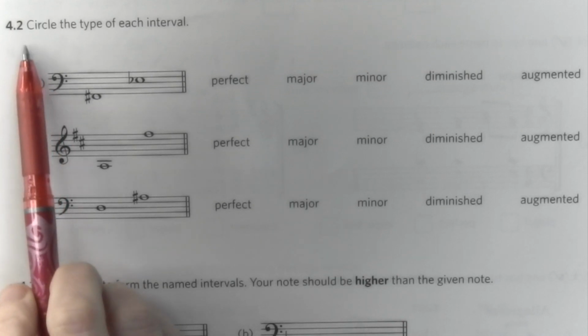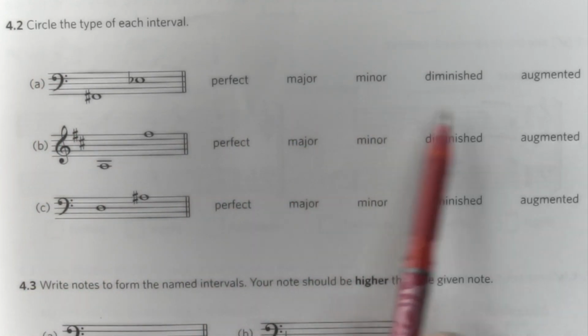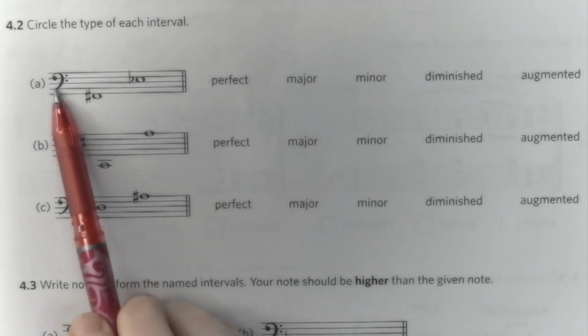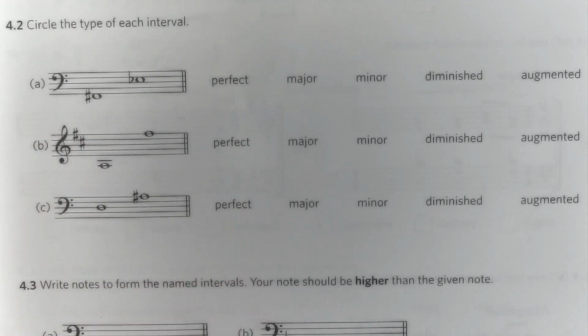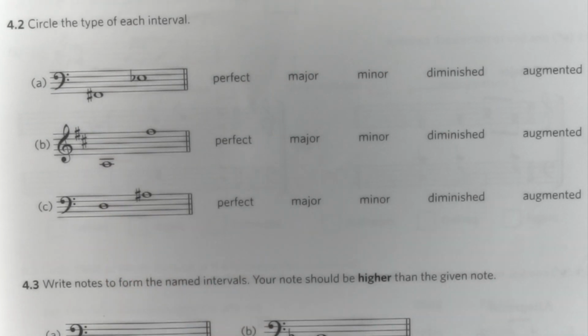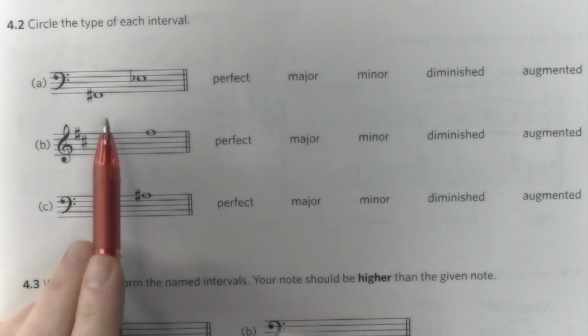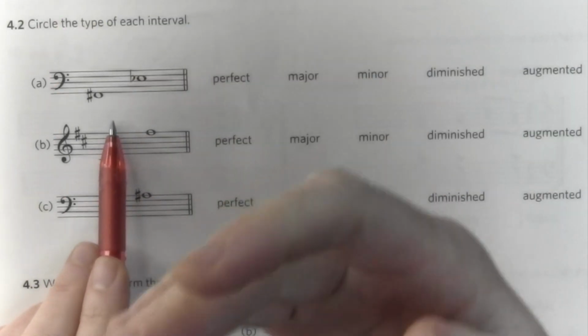The second question asks us to circle the type of each interval. So, Fa sharp, E flat, bass clef. Watch out for the clefs. If you read them incorrectly, you're going to answer incorrectly to the question. So, Fa sharp, E flat. First of all, let's figure out what kind of interval it is. So fa, sol, la, si, do, re, mi is a seventh.